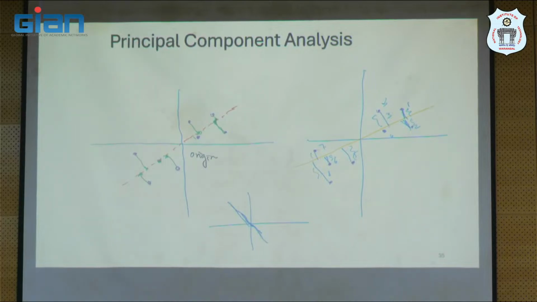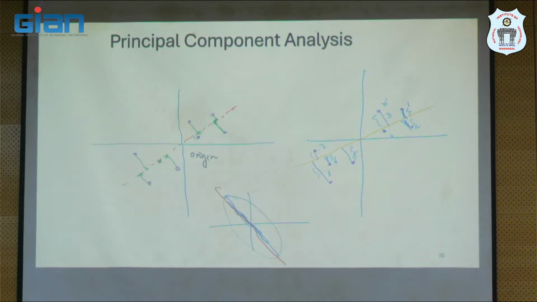6, 7, 8, like that, right? So all the vectors are along this new line. So this direction will become my second principal component. If I draw another line passing through the origin, and if I do the projections now, the error will almost vanish.